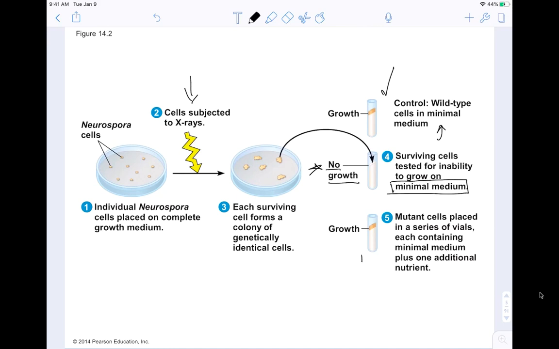Then they saw growth, and what they actually saw was growth on arginine. So minimal medium plus arginine showed growth. This tells you that something happened when the X-rays hit these cells that affected their ability to create or utilize arginine. So it had to be present in the growth medium for them to be able to grow. So that's how their whole experiment works.